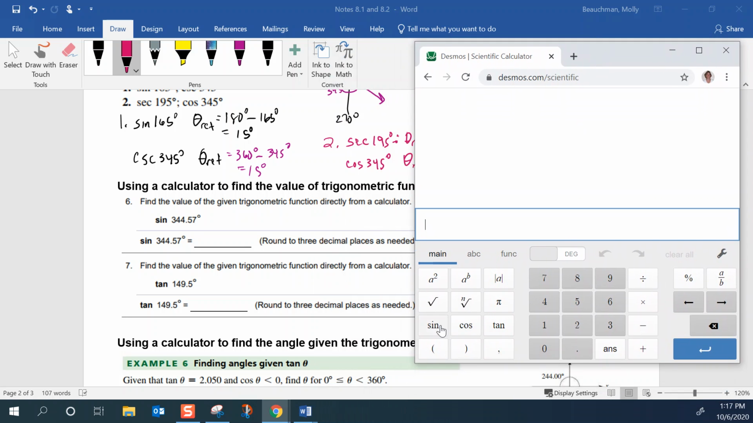In Desmos, sine, cosine, and tangent are on the main page. Then you have to make sure we measure things in degrees or radians. Since we're working with degrees, make sure that your scientific calculator is in degree mode. So we're going to type in the sine of 344.57 degrees. The answer is given right away, and we want it rounded to 3 decimal places. So that's negative 0.266.